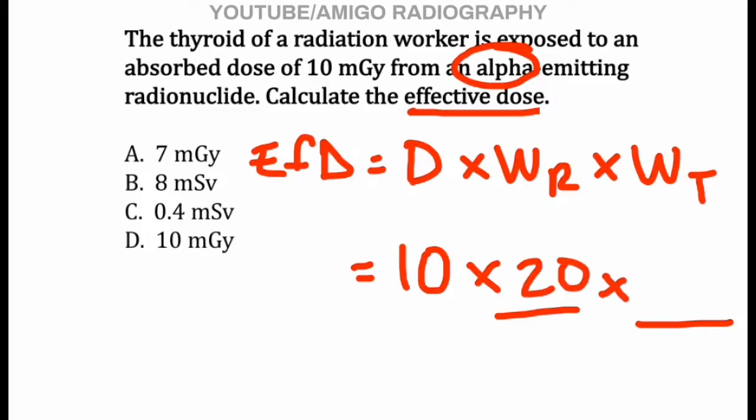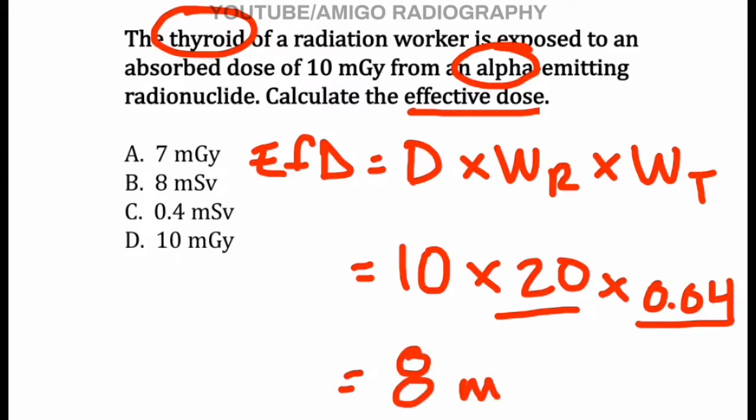And if we look up the tissue weighting factor for the thyroid, it turns out that it's actually 0.04. So we multiply all of that together and we get an answer of 8 millisieverts. And that does happen to be one of our answer options, and that is B.